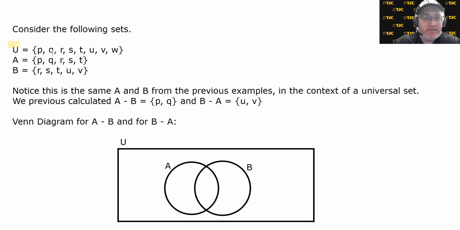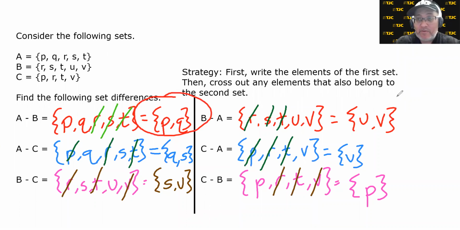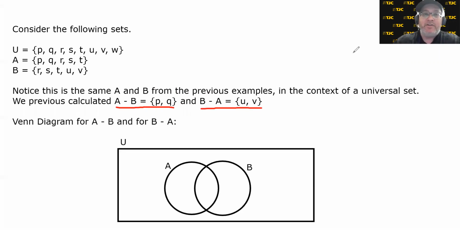And I also put them in the context of a universal set: P, Q, R, S, T, U, V, W. Because when you have a Venn diagram, you've got space outside your circle where other things might live, and you won't know what those are without the universal set at hand. Okay. Now, since these are the same A and B as before, A minus B was PQ and B minus A was UV. We can go back and check that real quick. A minus B was PQ. B minus A was UV. So we're assuming that we've already done those problems. Let's drop everything in the Venn diagram where it belongs.